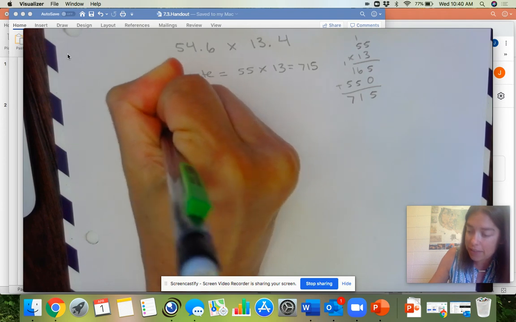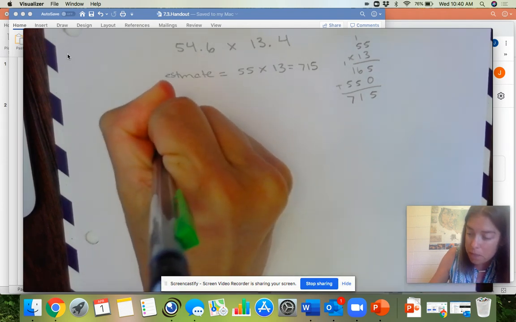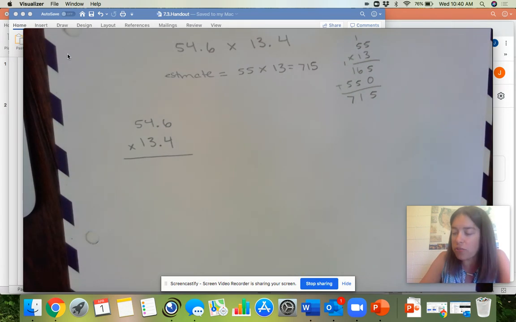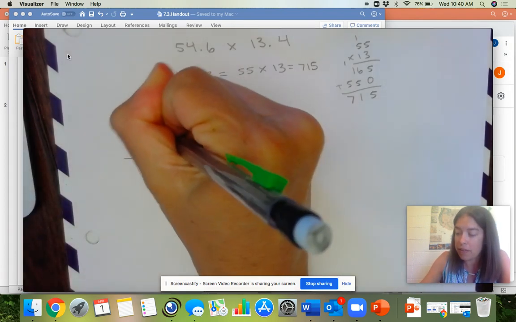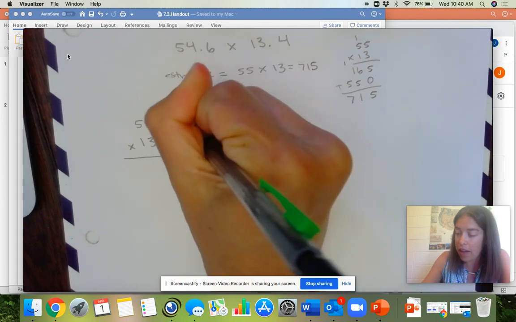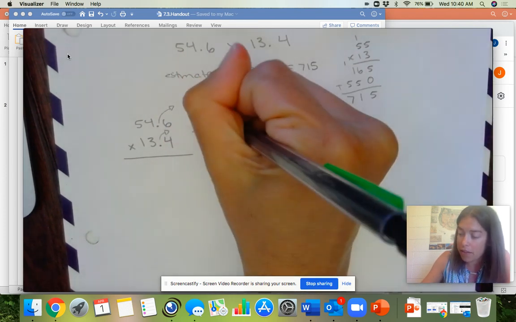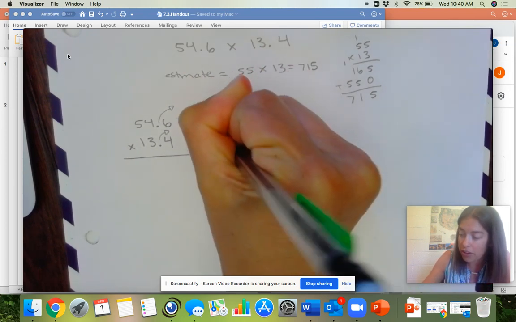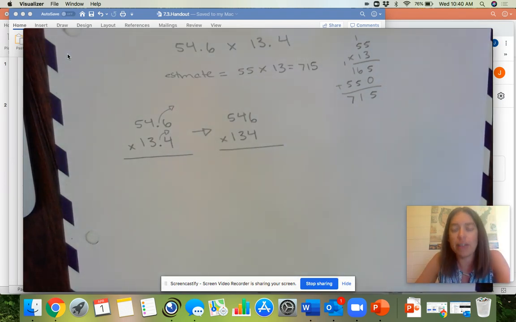54 6/10 times 13 4/10. I'm going to temporarily remove both of these decimal points. And so for now, I'm going to be multiplying 546 times 134. I know that when I'm done multiplying, I'll have to check my estimate, see where that decimal point goes, and add it back in. But for right now, I can multiply it without the decimal. All right, follow along as we do the standard algorithm.